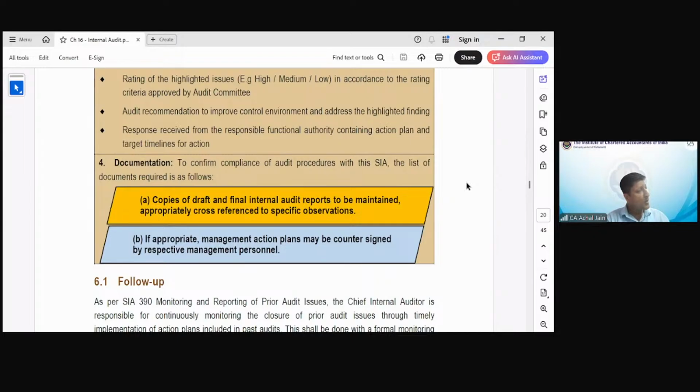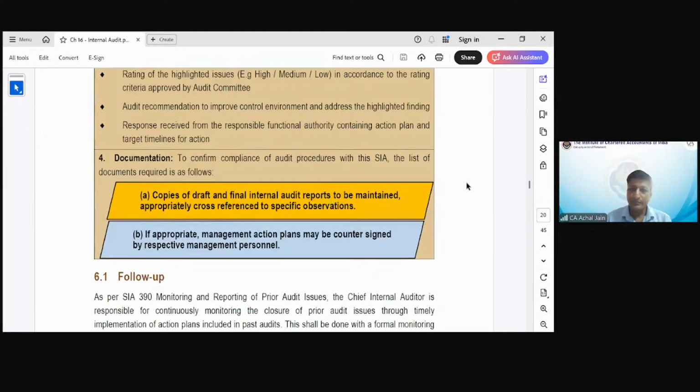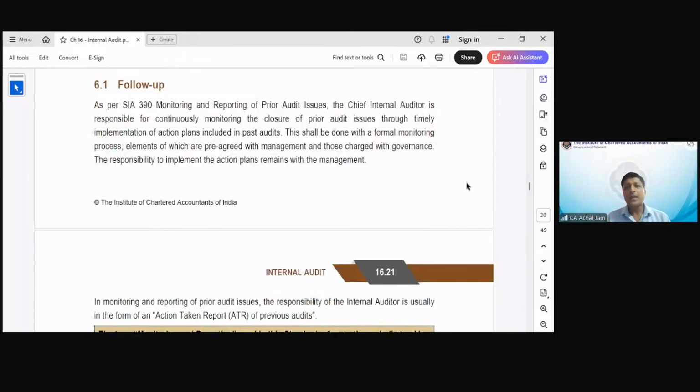Now follow-up. What is this follow-up? When, let's suppose, an internal audit is performed for the June quarter, and let's suppose 20 observations were there in the internal audit report. Again in September, the internal auditor will come and check the same thing. Again he'll pick up the same issue, the same observation. Again he will say that this needs to be corrected in the next quarter. Again he'll come in the December quarter. So this cycle will go on and on and on.